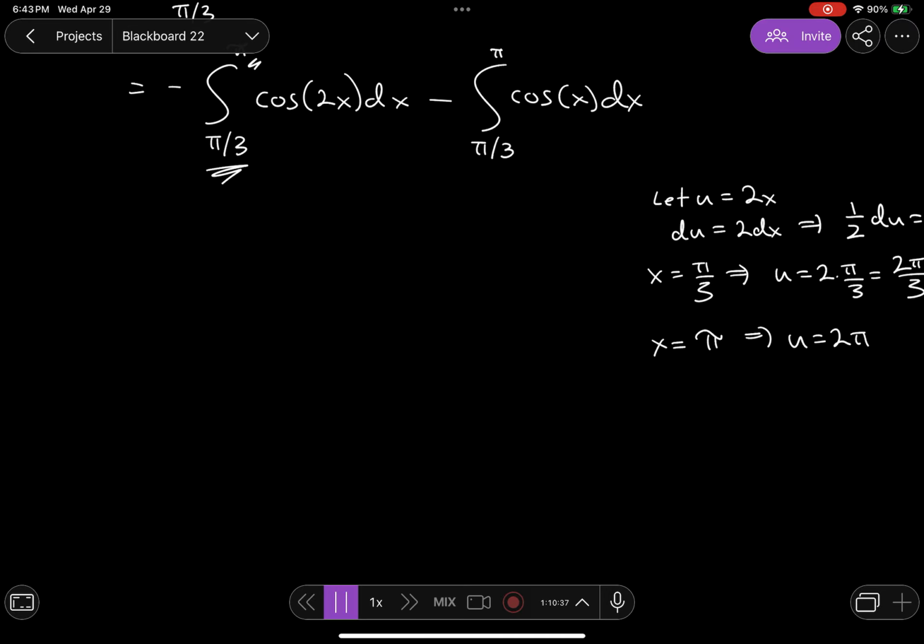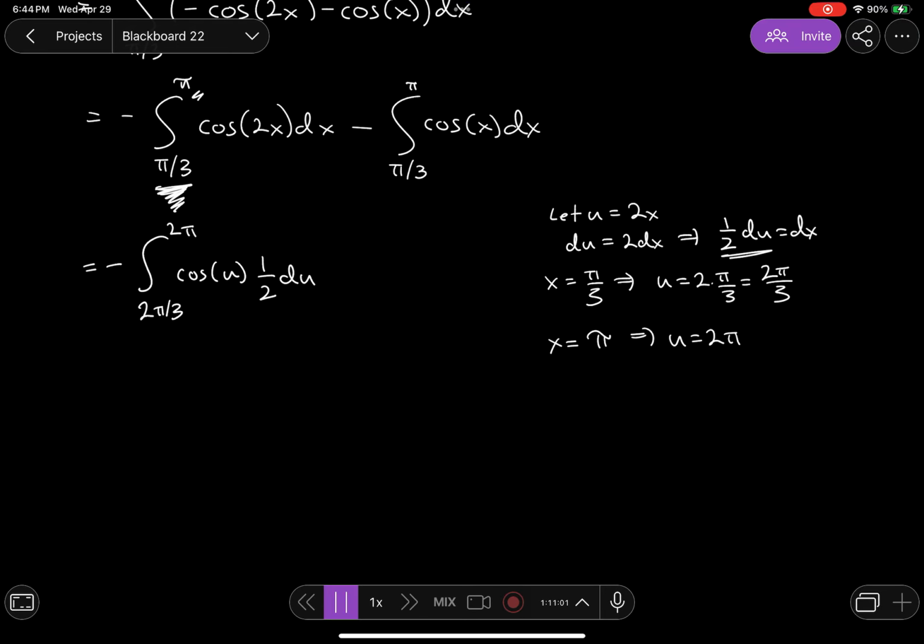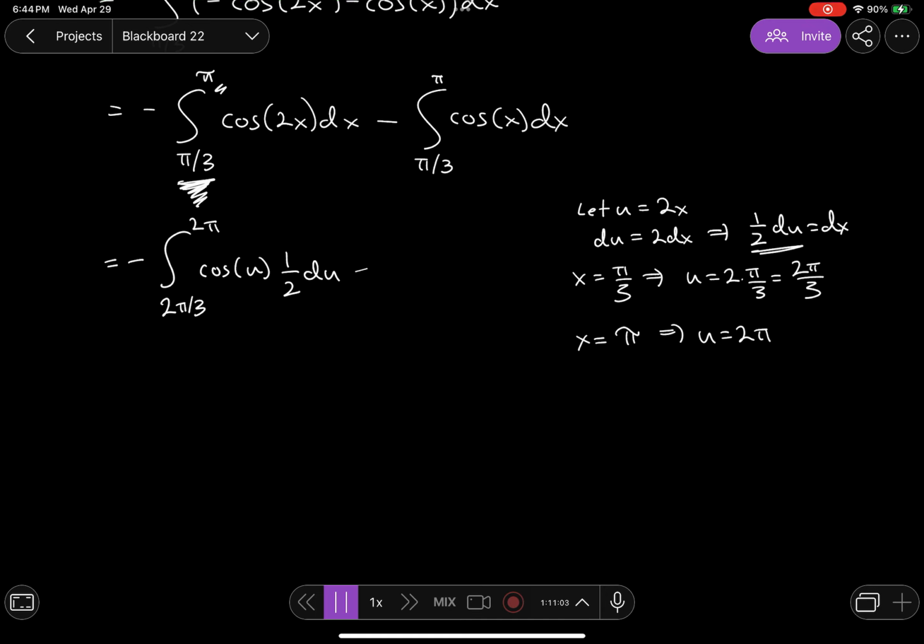And what that tells me right here, this first integral completely transforms to the negative of the integral. Again, I want to substitute this guy for its new bound, 2 pi thirds. And the upper one is going to be 2 pi. And then what I have is going to be the cosine of u times 1/2 du, 1/2 du, it's out of frame. And this other integral stays the same. I didn't do any substitutions in that one.